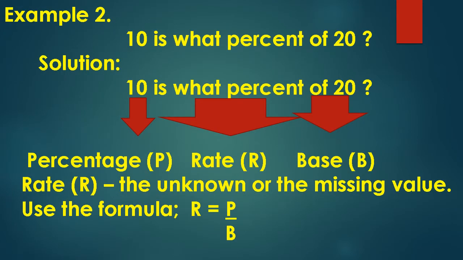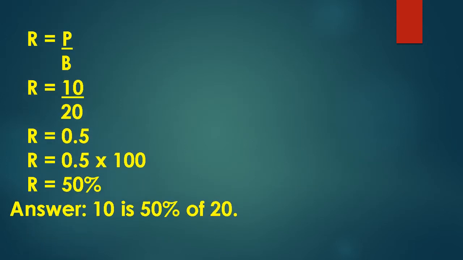We have example number 2. 10 is what percent of 20? Solution. 10 is the percentage. What percent is the rate. And 20 is the base. The rate is the unknown or the missing value. So we are going to use the formula R is equal to P over B.